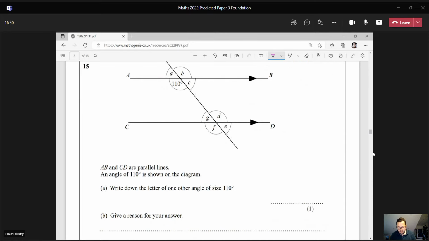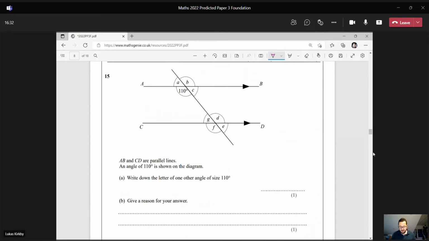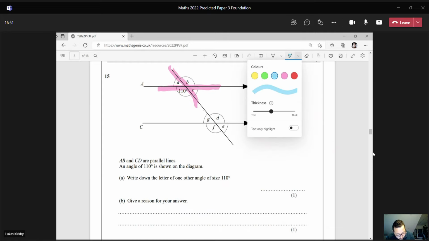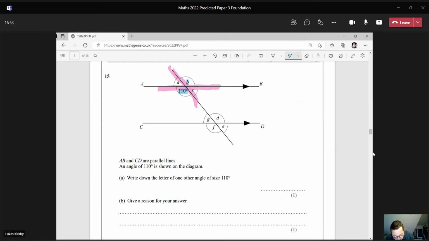Okay, so number 15. We've got some parallel lines, AB and CD, and an angle of 110 is shown on the diagram. Write down the letter of one other angle of size 110. Well, there's a lot of choices here. The one I'm looking at straight away is that we've got an X angle here, so this is an X. And opposite angles in an X are equal and they're called vertically opposite.